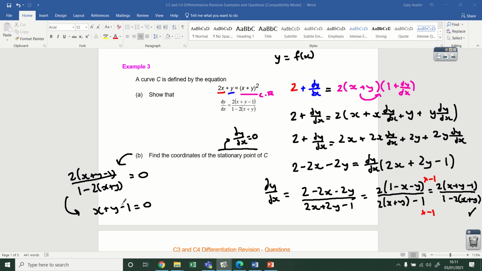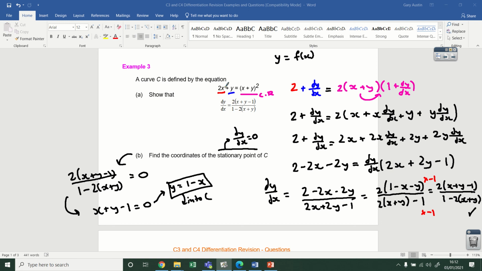So I've now got to link this expression here with the curve itself, which is right at the very top. So to do that, I'm going to rearrange this first of all. I'm going to get y on its own. So y equals 1 minus x. Okay, that's a rearranged version of that. I'm then going to plug that back into my original curve, and that's going to give me some equation that just has x's in. So I'm going to sub into C.